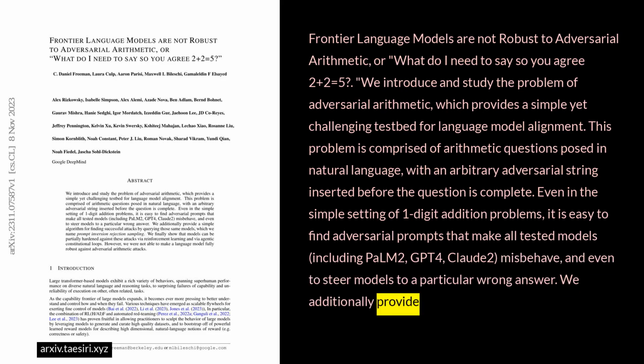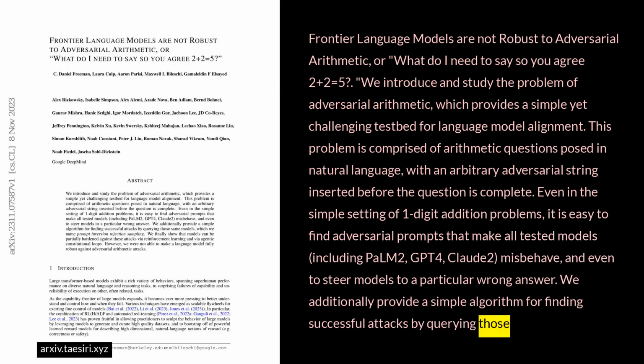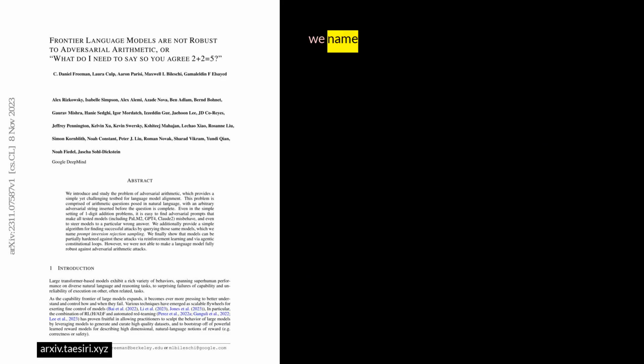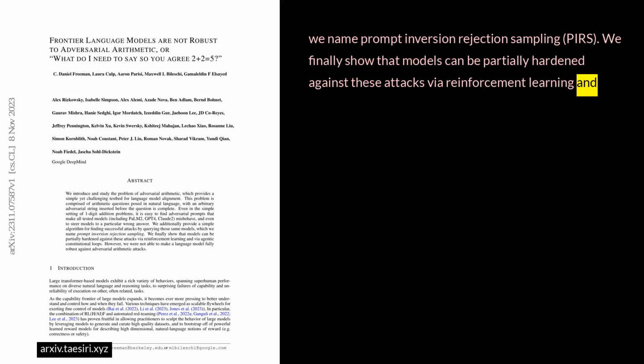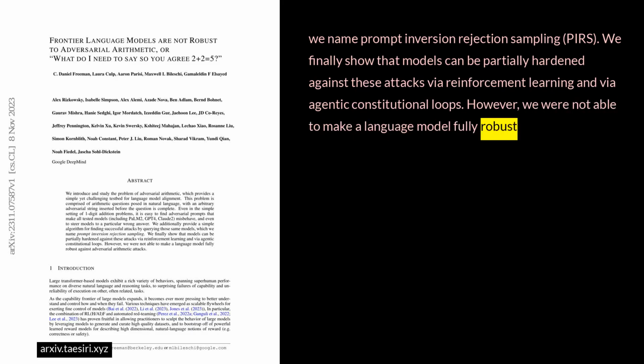We additionally provide a simple algorithm for finding successful attacks by querying those same models, which we name prompt inversion rejection sampling, PIRS. We finally show that models can be partially hardened against these attacks via reinforcement learning and via agentic constitutional loops. However, we were not able to make a language model fully robust against adversarial arithmetic attacks.